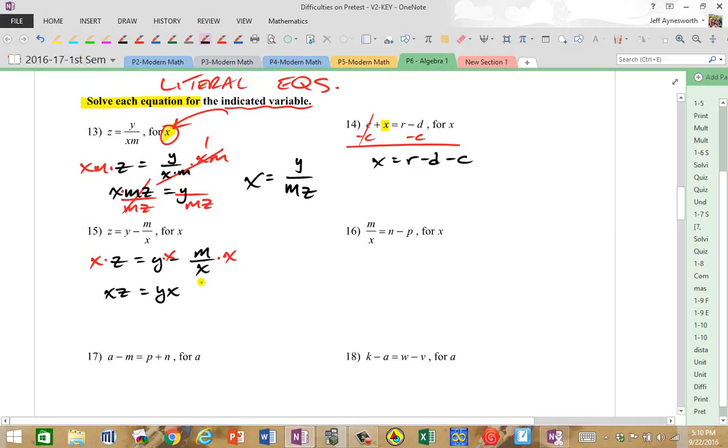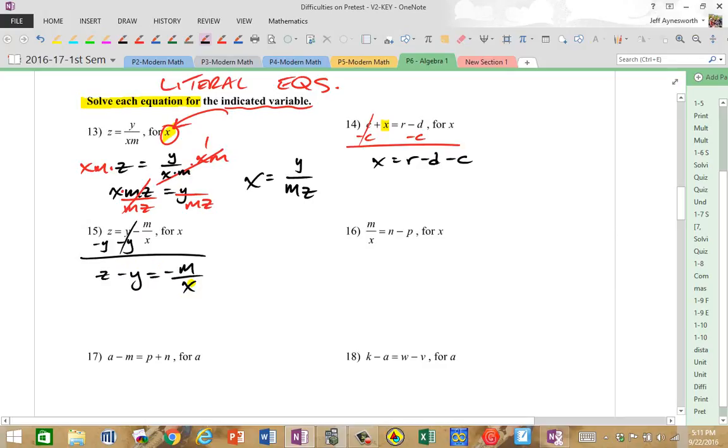No, I'm not going to do that. You could do it that way, but I choose differently. So let me switch gears here. So I'm going to subtract y. So we have z minus y is equal to negative m divided by x.